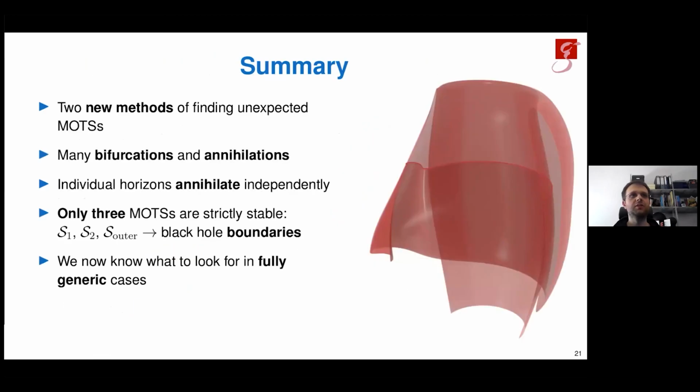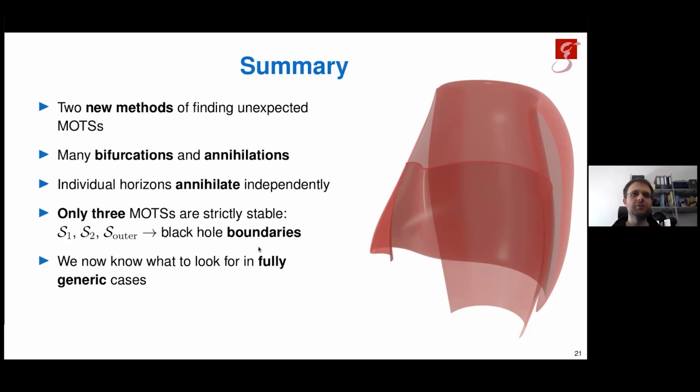Okay, so to summarize very briefly, I think I've shown that we've developed two new methods of finding unexpected MOTS without using initial guesses here. And we've seen that these MOTS participate in bifurcations and annihilations that we've resolved in the interior. More importantly, we've shown that the individual horizons are annihilated independently of each other with horizon-like objects. And still more important, I would say, that the traditionally known MOTS are the only ones that we should interpret as black hole boundaries. And this is just the three that we found.